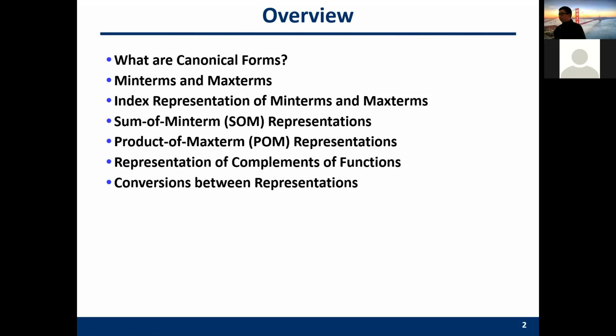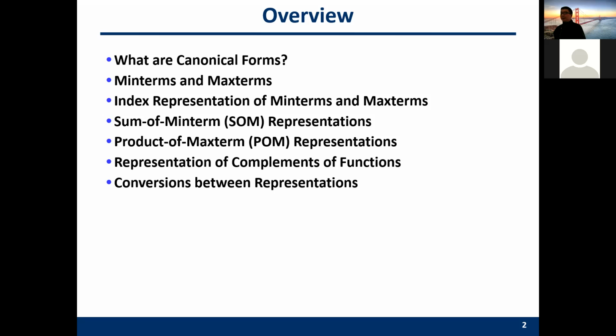So there are two major canonical forms. The first one is minterms. The second one is maxterms. We will also talk about the index representations of minterms and maxterms. The minterm is mainly related to the so-called sum of the product, while the maxterm is actually related to the product of the sum. So we will talk about these two representations in the following slides.